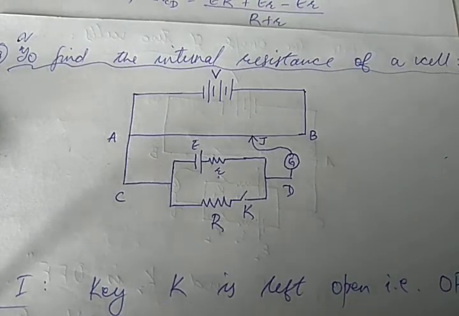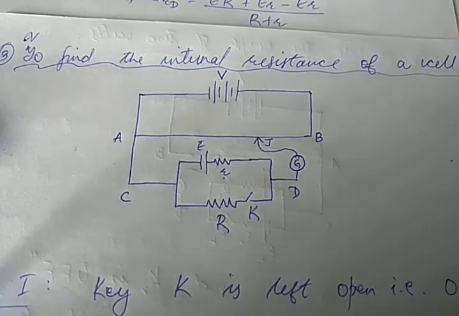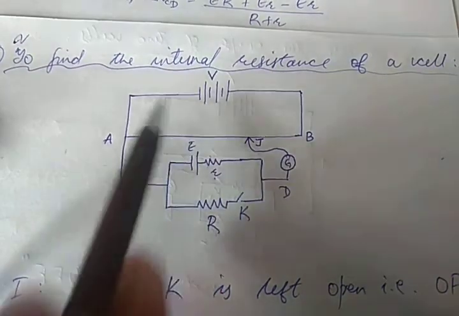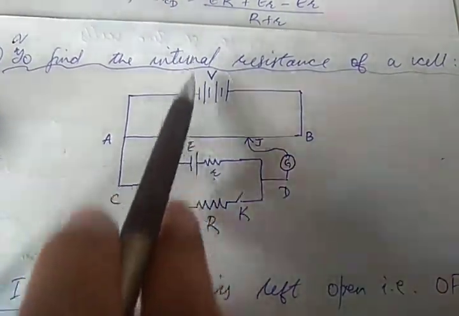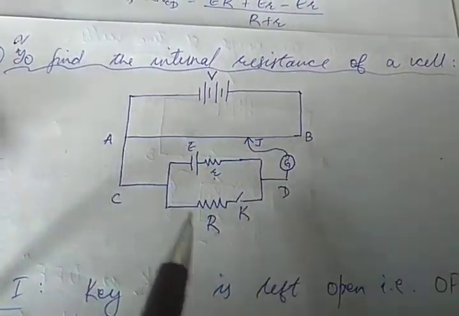This is the fourth part of the potentiometer series of videos, in which we are going to look at the third use of a potentiometer, which is to find the internal resistance of a given cell. So we have a battery connected, whose EMF is V, and AB is the potentiometer.